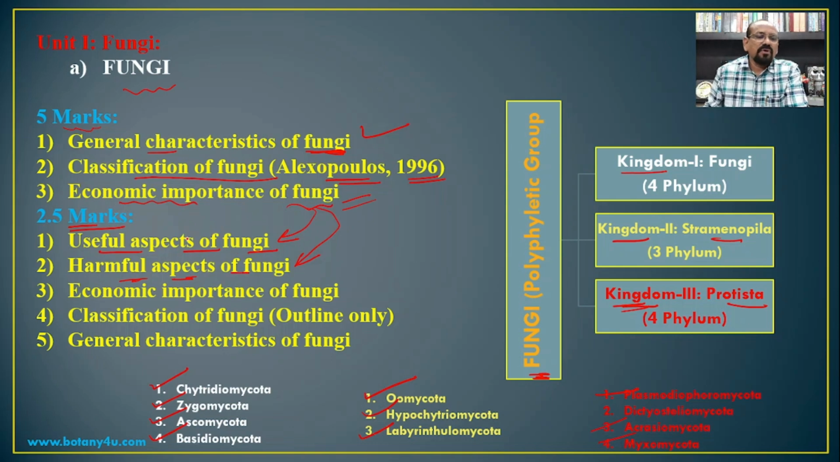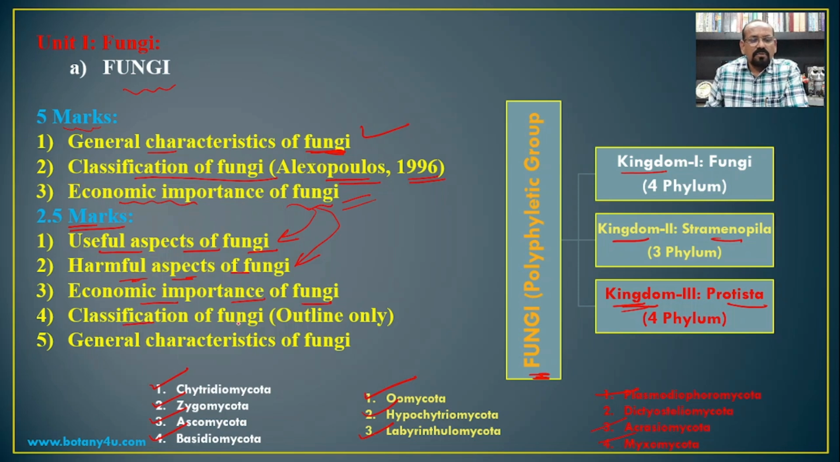That is for 2.5 marks, the useful aspect, and another question is the harmful aspect for 2.5 marks. Then again, the economic importance of the fungi. As we discussed in the last lecture, it is not necessary that a 5 mark question will not be asked for 2.5 marks, or a 2.5 mark question will not be asked for 5 marks. Such a system is not there. Any type of question can be asked for the 2.5 mark as well as the 5 mark. That will completely depend upon the paper setters.